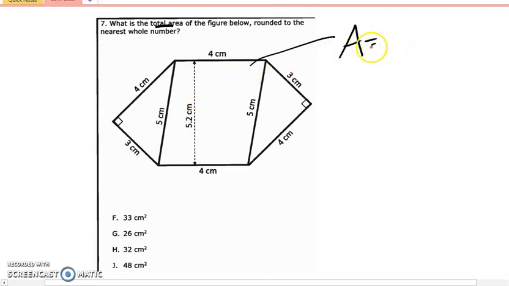Well, it's the same as all quadrilaterals. It's just base times height. So that one is just base times height. Just remember, your base and height must touch at a right angle.